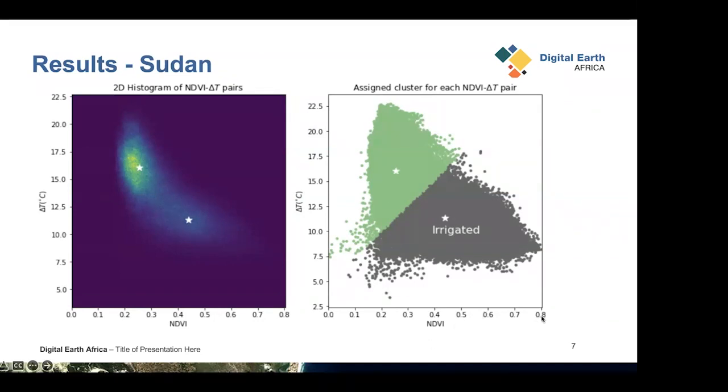So the higher the NDVI and the lower the change in delta T are classified as irrigated, and those that have lower NDVI but higher change in delta T are classified as dryland. So having these two concepts helps us differentiate between the irrigated areas and dryland. It really depends on the change in T, but we also want to make it more interesting, so we use the NDVI too.